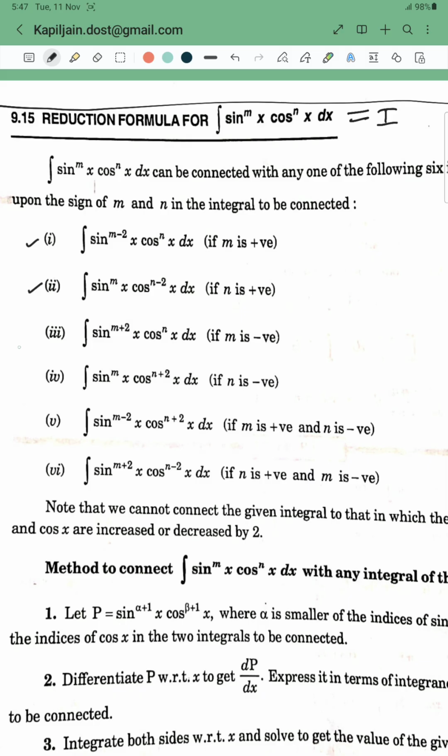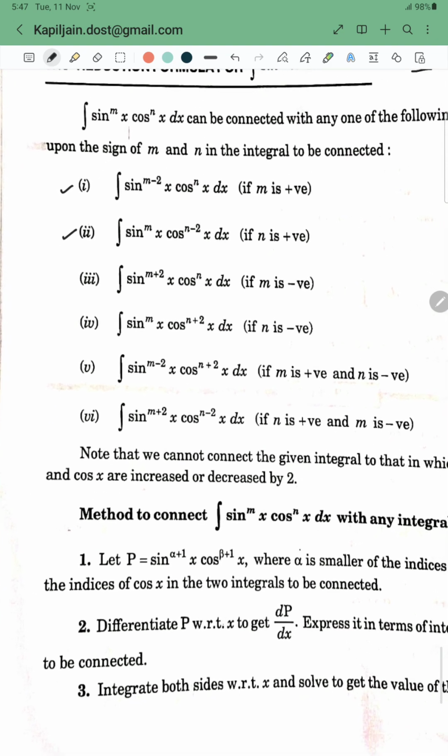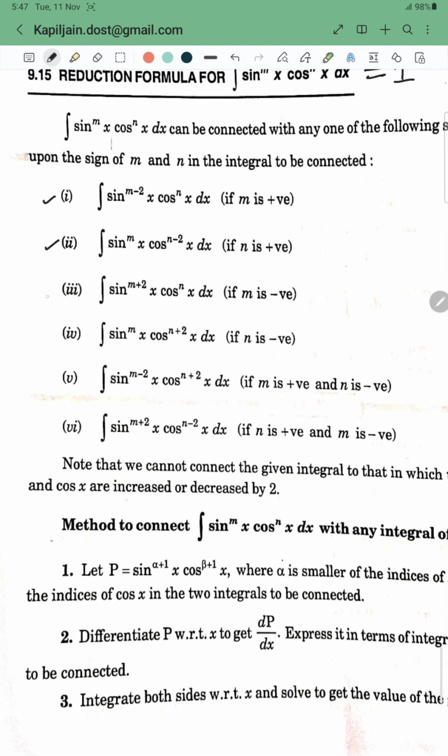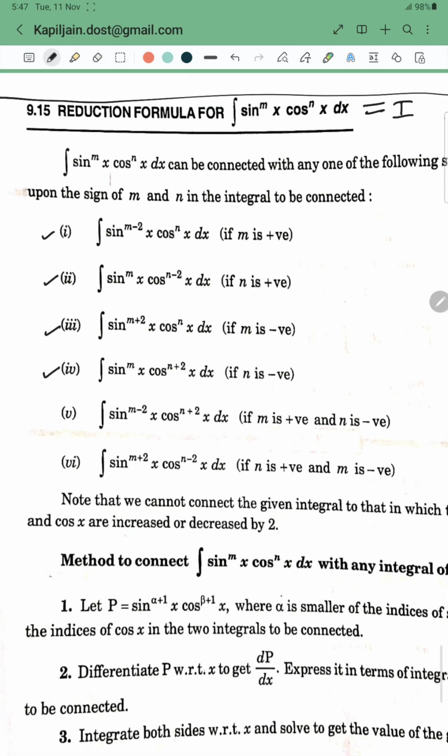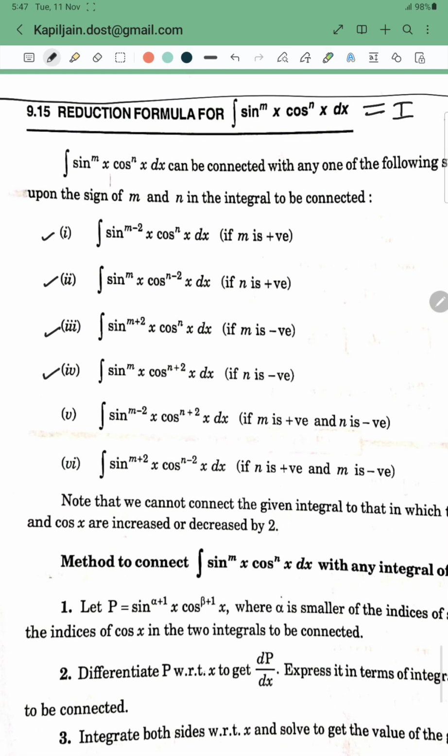If m is negative, then given integral I can be connected to the third integral, sin raised to power m plus 2 x into cos raised to power n x dx. If n is negative, then our given integral I can be connected to the integral sin raised to power m x cos raised to power n plus 2 x dx.